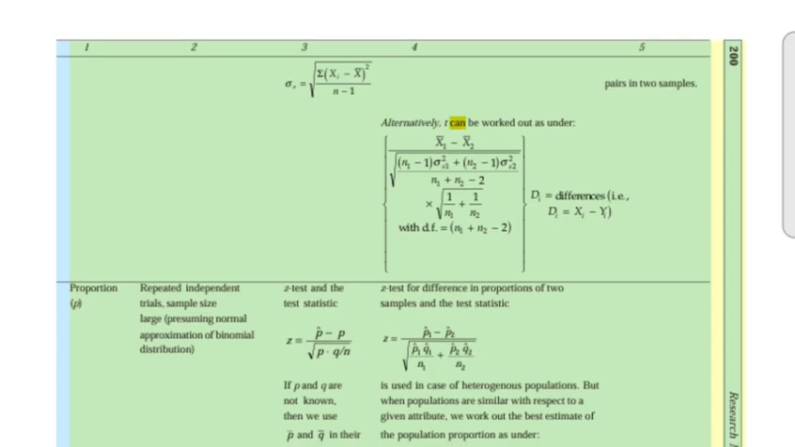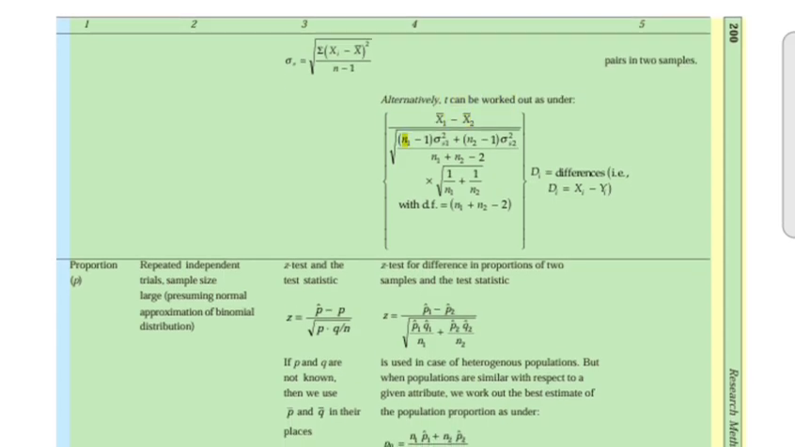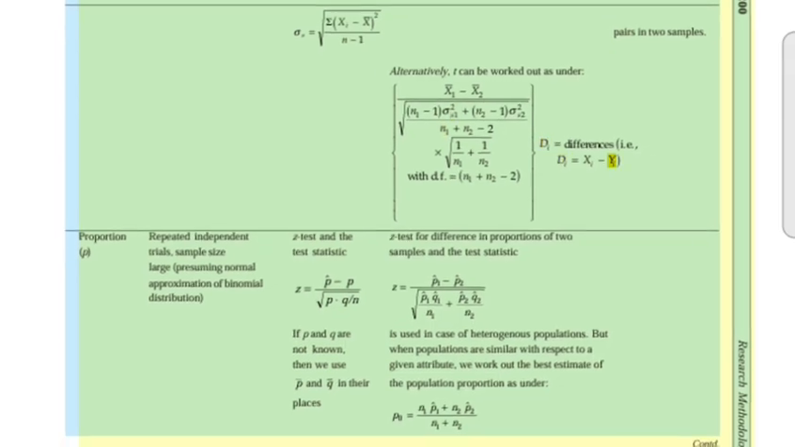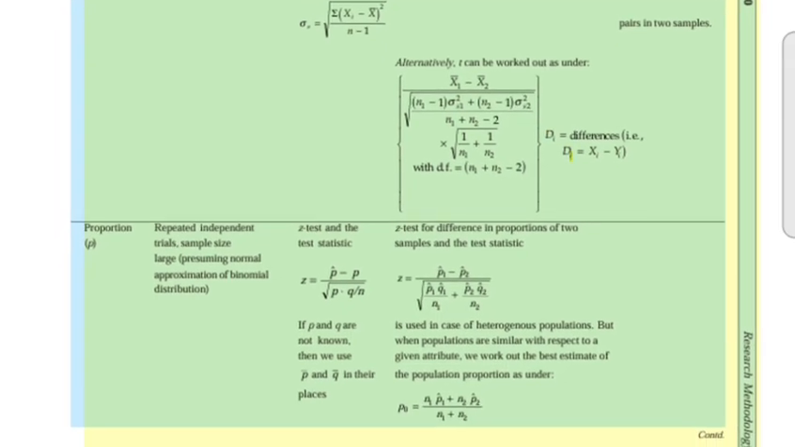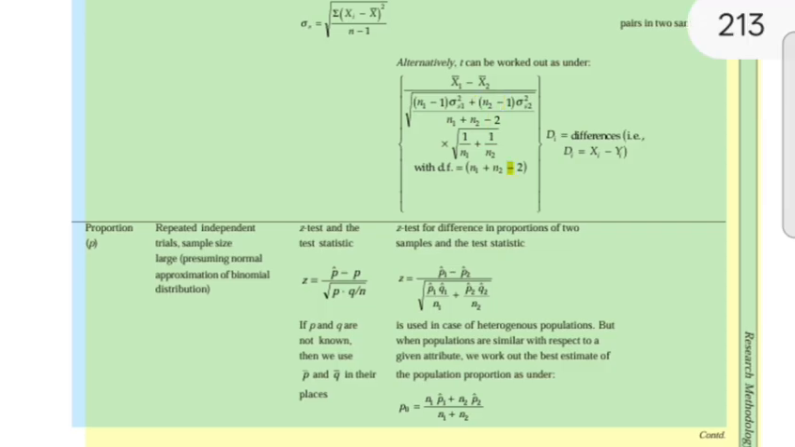Alternatively, t can be worked out as under, with d.f. for the differences.